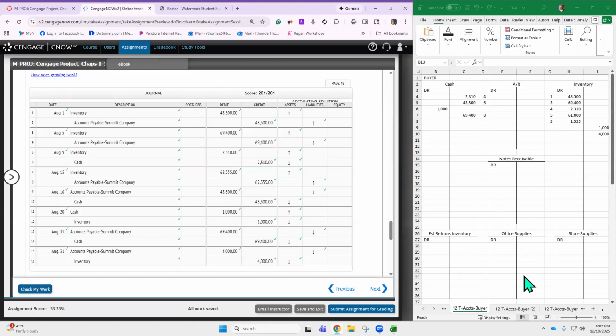So if you look at the buyer's T accounts, I don't know if you've been keeping those, but however much the first sale was, the buyer should be paying that first sale in cash, right? Mine was 43,500. What's your first sale? First sale on the list.